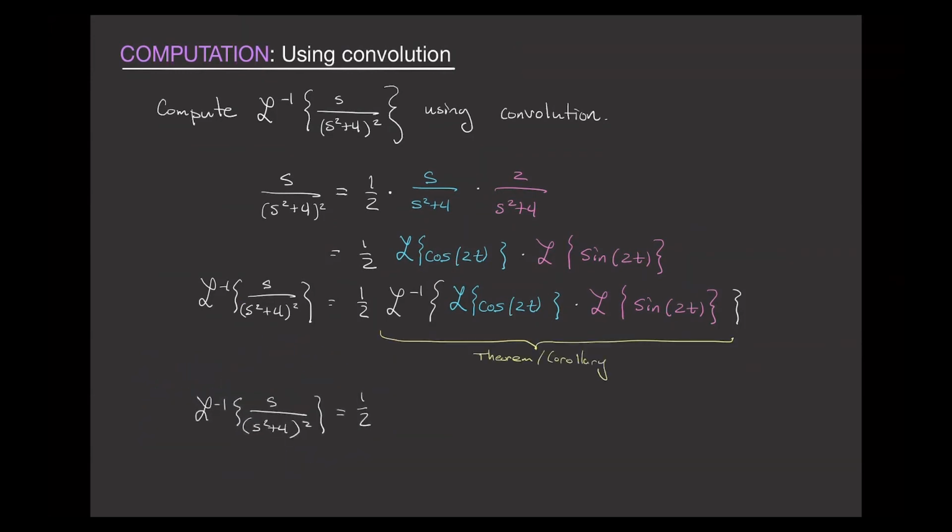So what we get in this case is that it's the convolution of cosine 2t convolved with sine of 2t. And then that's really it.